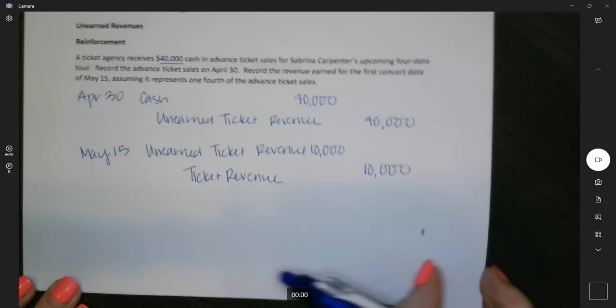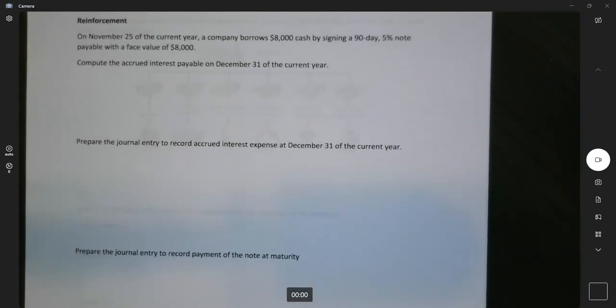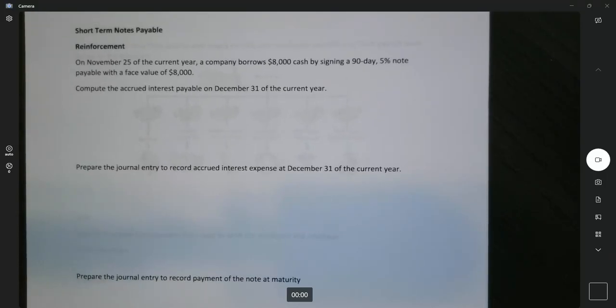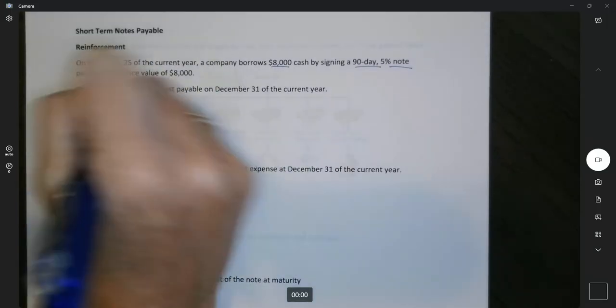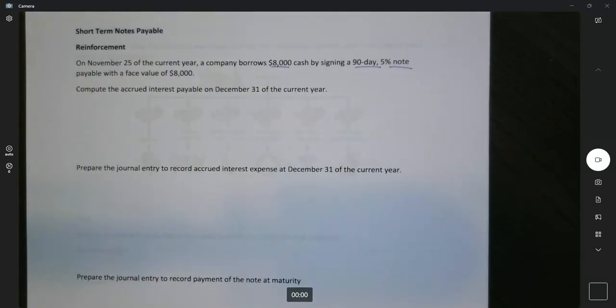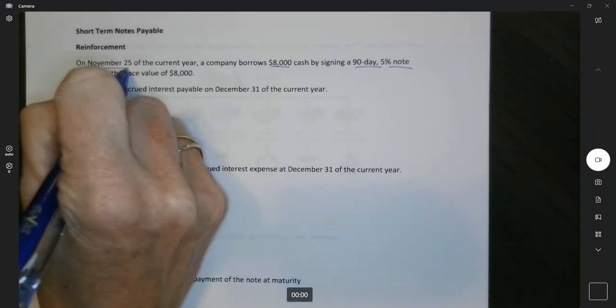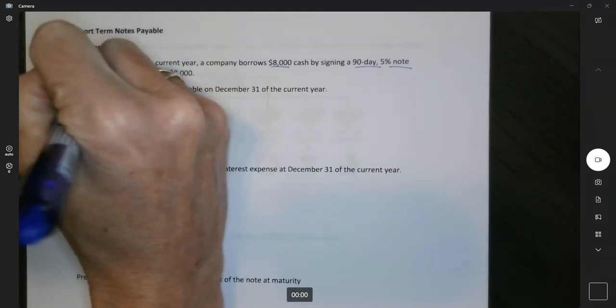Our next example involves short-term notes payable. We've also seen some of these, so we're just reviewing them for this particular chapter. In this example, on November 25th of the current year, a company borrows $8,000 in cash by signing a 90-day 5% note payable with a face value of $8,000. The first thing it wants us to do is compute the accrued interest on December 31st of the current year. They signed this on November 25th, so this is going to be 36 days.